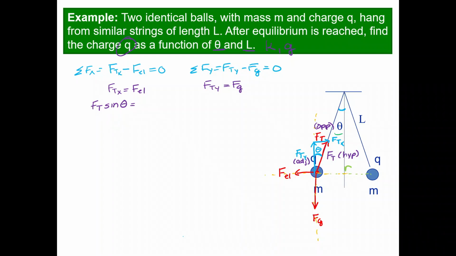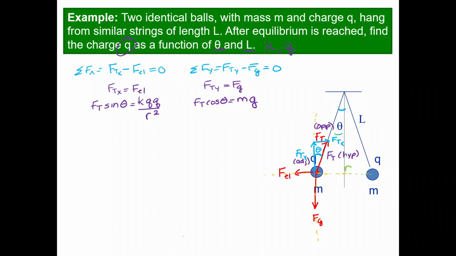And that is going to equal my electric force, which is going to be my k q times q over r squared. So they both have the same q, so I'm just going to use q times q. I don't need to use q1 and q2. Now over here in the y direction, my F_ty is going to be F_t cosine theta because it's the adjacent side, and that's going to equal m times g.